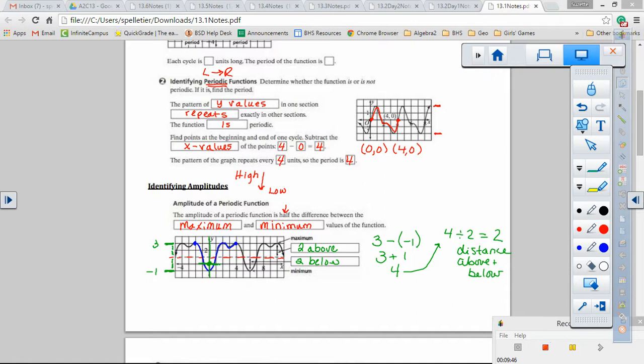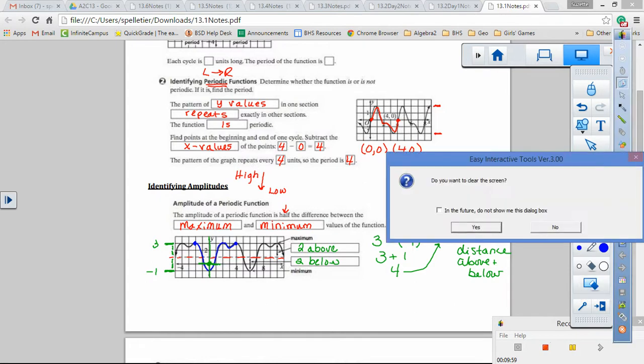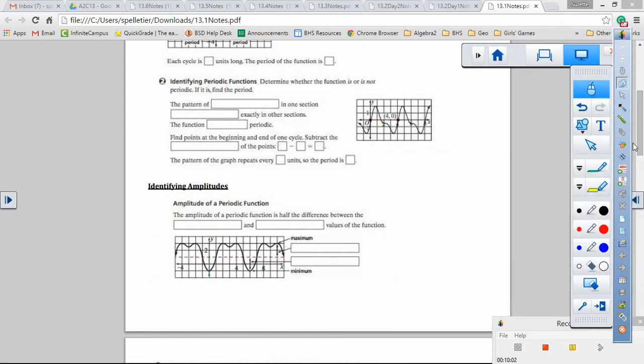So we're going to go to the next page, and we're just going to very quickly do a couple of sample problems before you do the next page in your packet, which will be your in-class practice. So let's do a couple more examples here, just to make sure you have it. We're going to look at the second page.